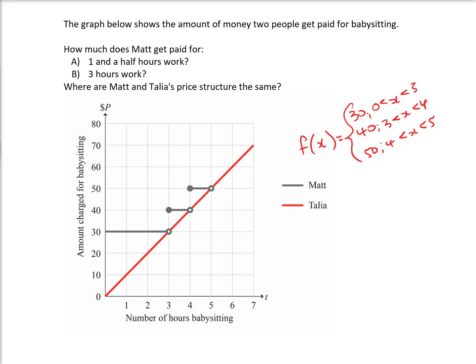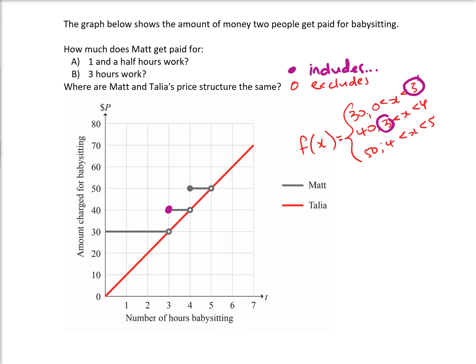But how does it work if I'm saying he's between 3 and there? Like if he works 3 hours, how much does he get paid? I suppose he gets paid that much. The solid dot means it includes. Okay, the hollow dot means excludes.